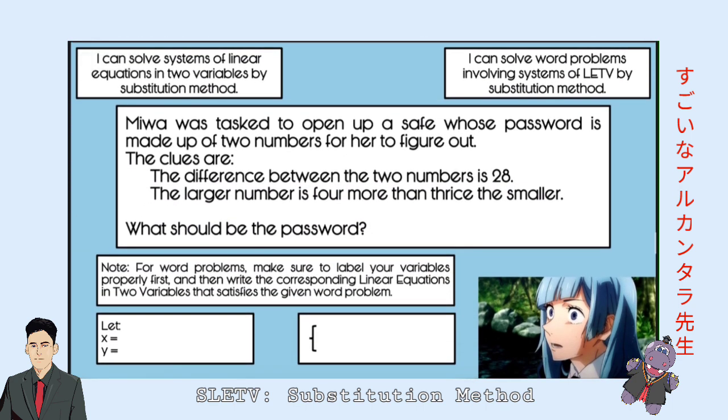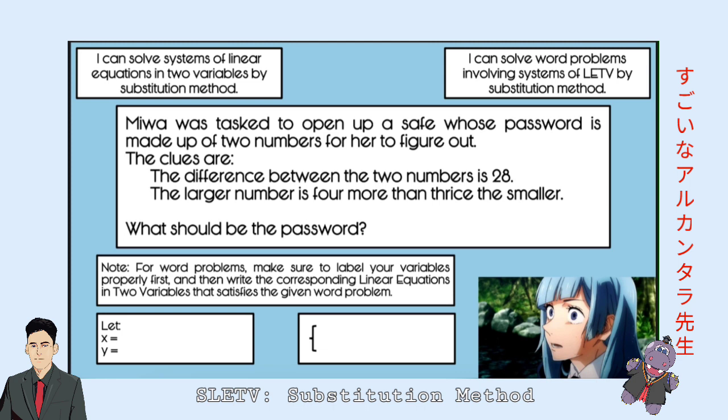We have here, Miwa was tasked to open up a safe whose password is made up of two numbers for her to figure out. The clues are as follows. The difference between the two numbers is 28. The larger number is 4 more than twice the smaller one. So what should be the password?